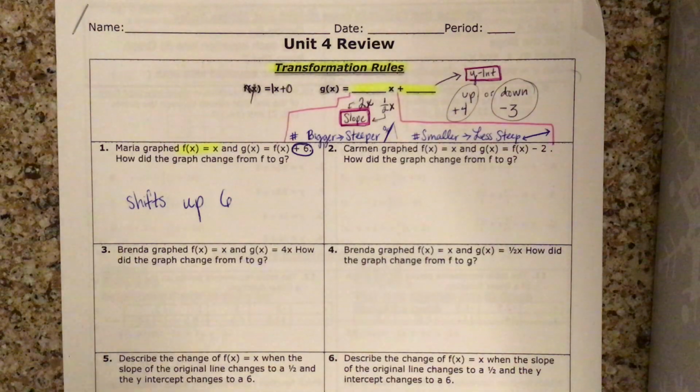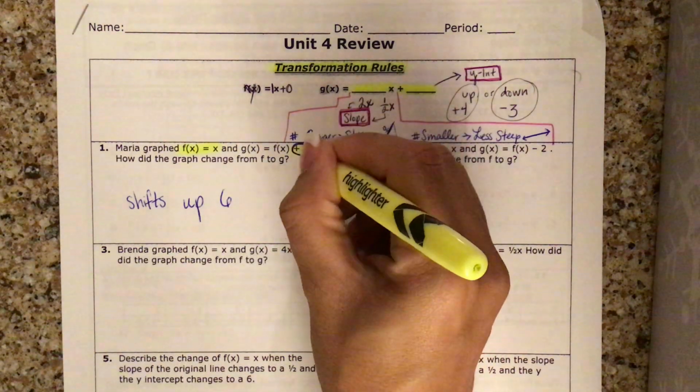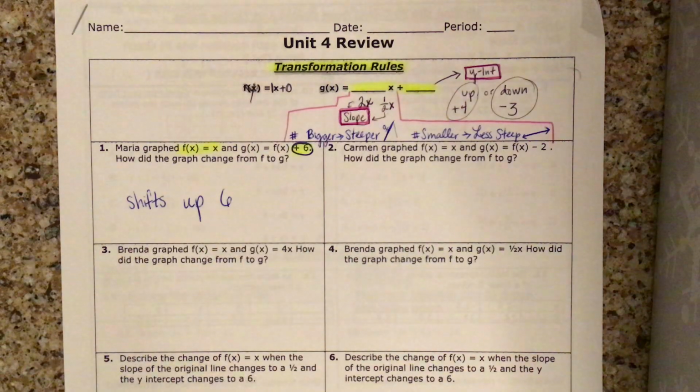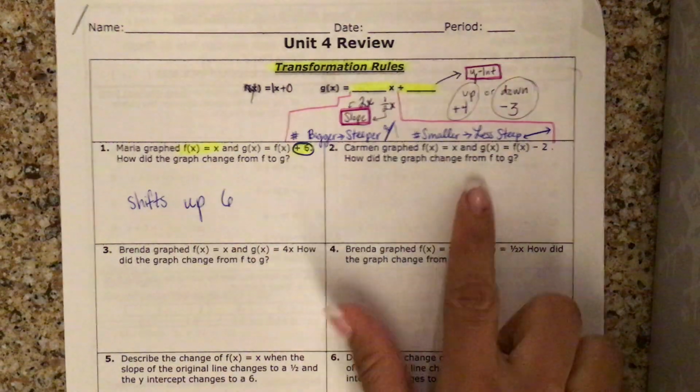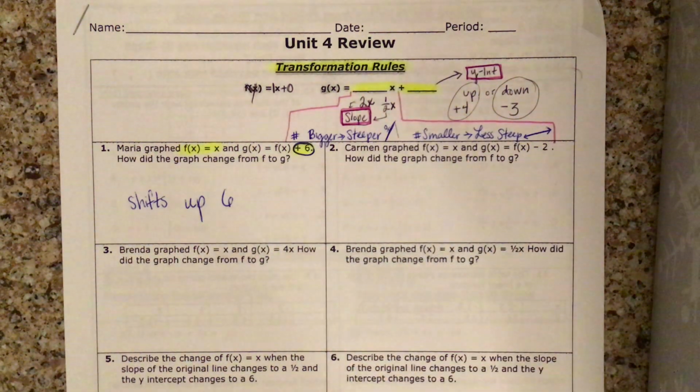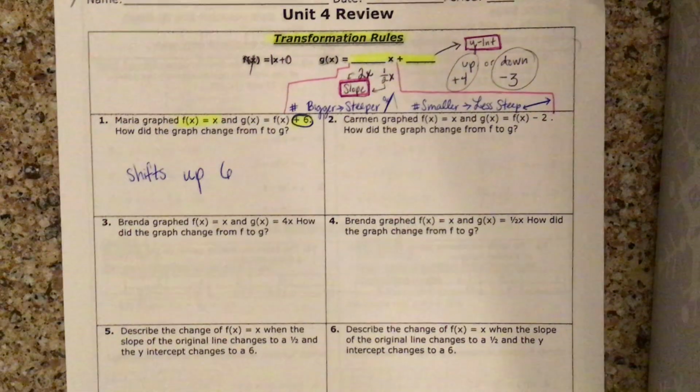We had an original graph, which was the parent function. We change it, and a plus 6 in the back literally just means we go up 6. So go ahead and try the same thing with number 2. In number 2, we have the parent function, but this time they're taking that function and dropping it down to minus 2.